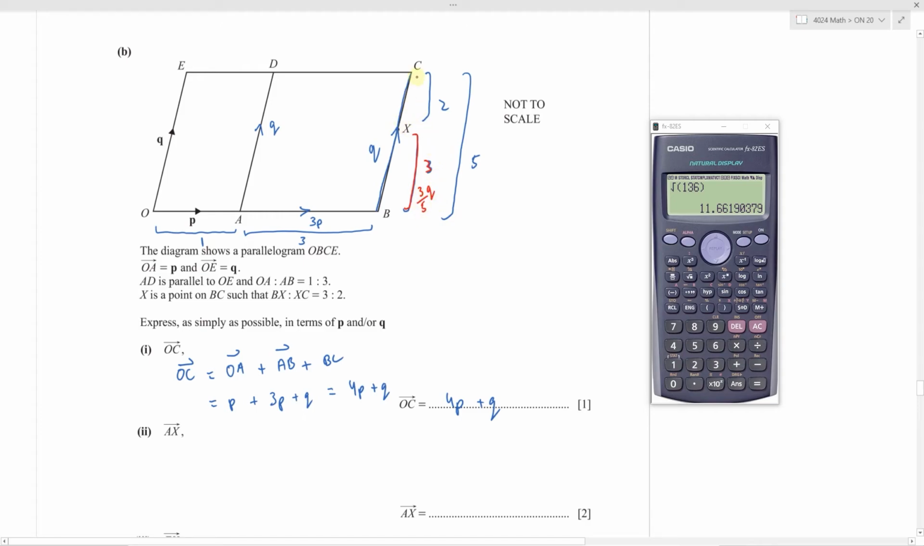Similarly, XC will be this part here. Let me mark this in green. If this is two parts out of the full 5, that means this is 2/5. XC is 2/5 of the full vector BC. So this is 2 by 5 of the full vector Q, which is BC. So let's write down AX. AX will be vector AB plus vector BX.